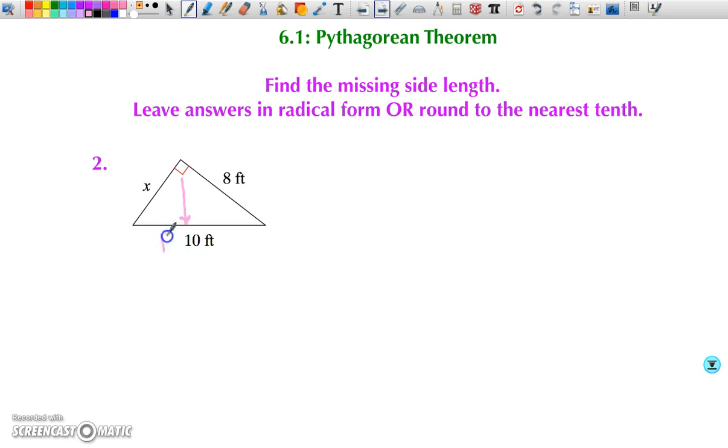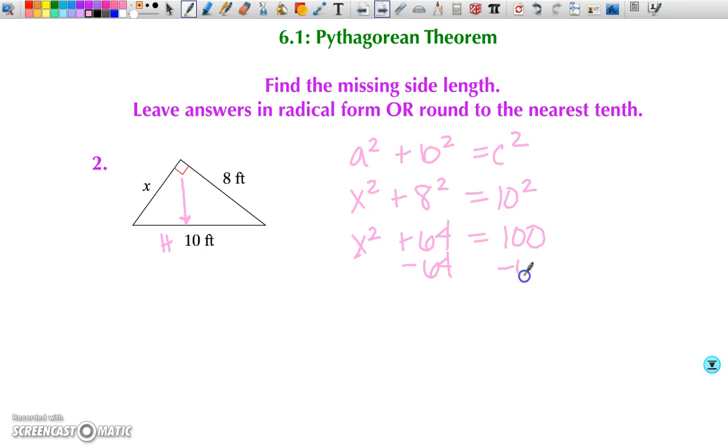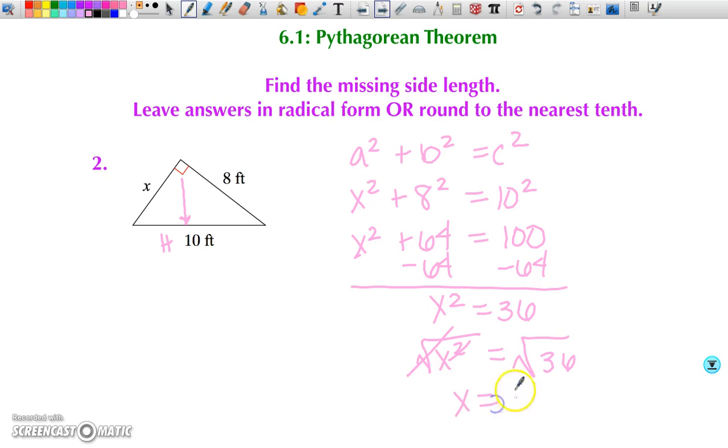All right, your second example here, same thing, it's a right triangle. This is going to be your hypotenuse because it's across from your right angle. So a squared plus b squared equals c squared. We'll put in x squared plus 8 squared equals 10 squared. So x squared plus 64 equals 100. Subtract 64 from both sides to get x squared equals 36. Take the square root of both sides. And again, this comes out to a perfect square, and you get that the answer is 6.